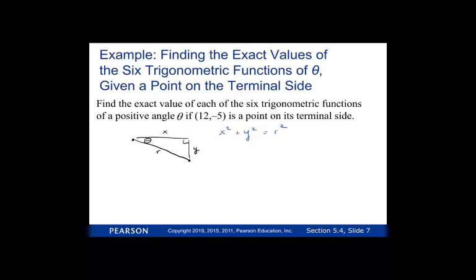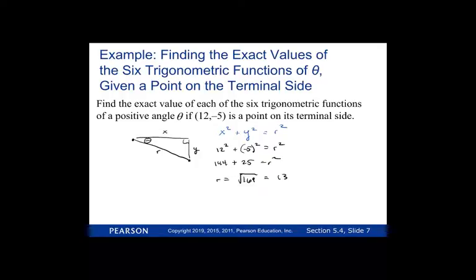So if we plug in what we have, 12 squared plus negative 5 squared should give us our r squared. So then that's 144 plus 25 should be r squared. So then r would be the square root of 169, which is 13. Normally when we do square root, we do plus or minus, but we're forcing the distance to be positive here. So we're just going to take the positive result. So then our r should be 13.